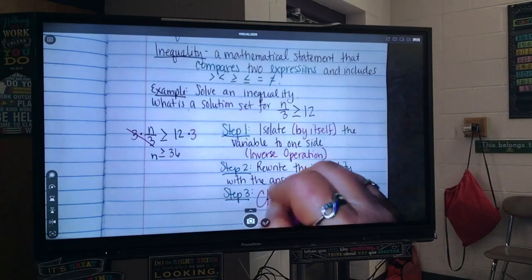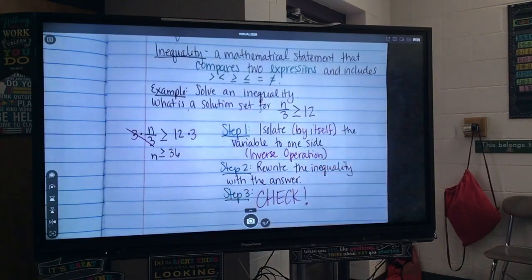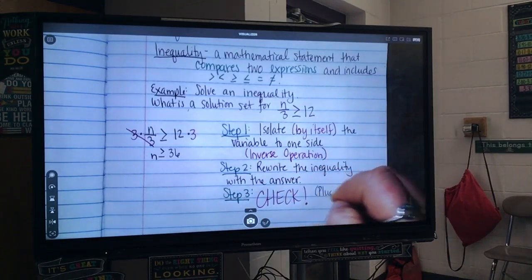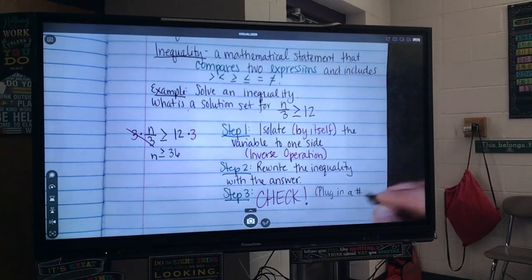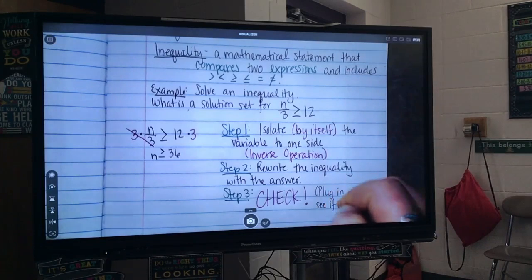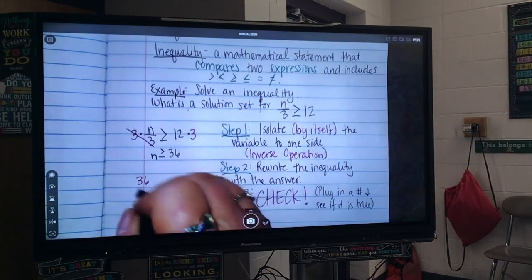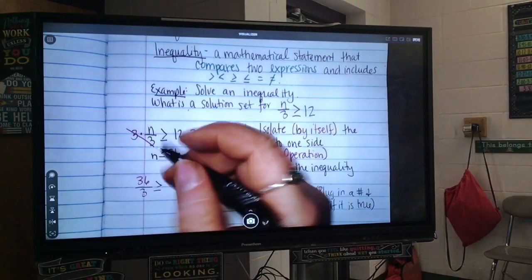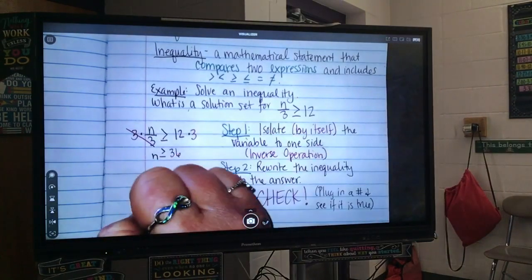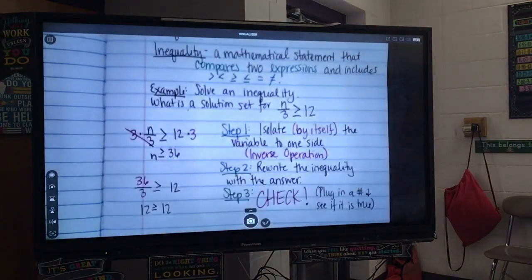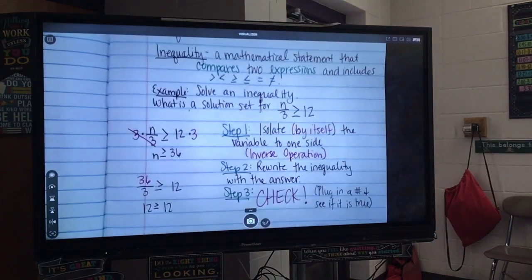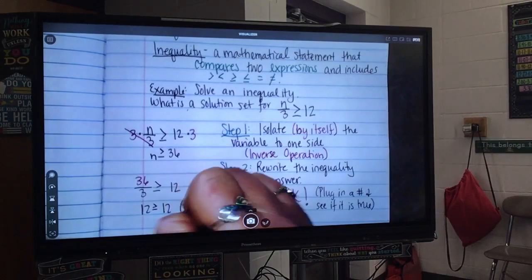Step 3 is to check, always. Plug in a number and see if it is. So we have 36 divided by 3 is greater than or equal to 12. So 12 is greater than or equal to 12. Is that true? Is 12 greater than or equal to 12? Yes. So then I know my answer is correct.